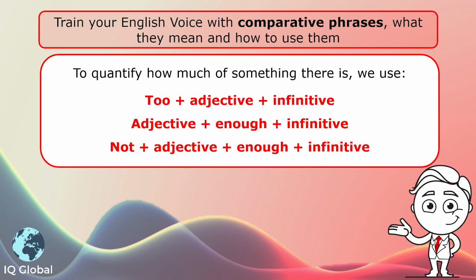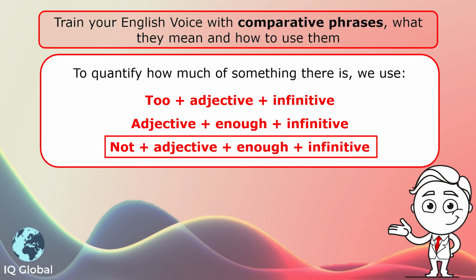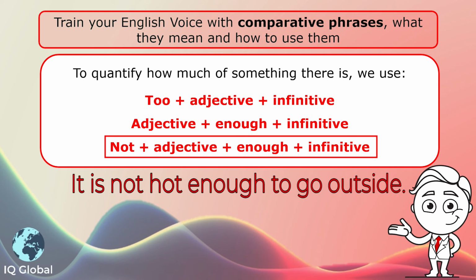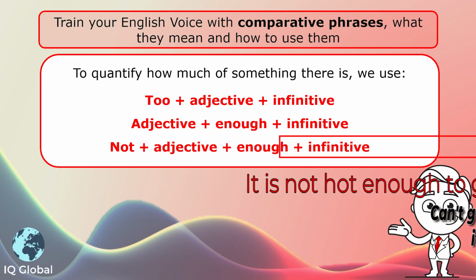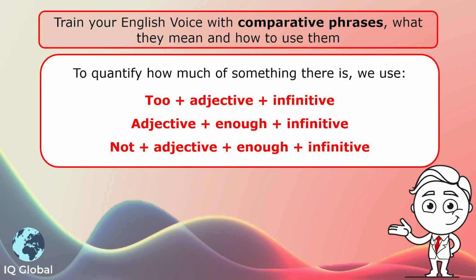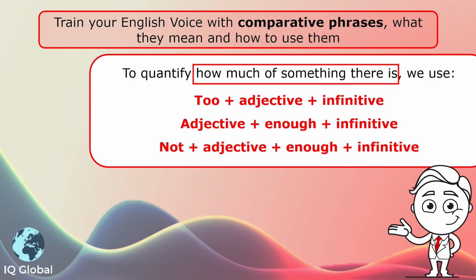Or the negative, not plus adjective plus the word enough plus infinitive. The example, it is not hot enough to go outside. This means we cannot go outside because it is cold. All these structures of sentences show us how much of something there is.